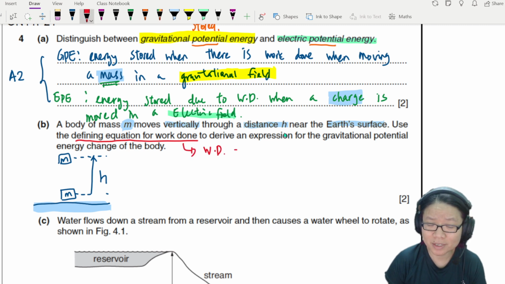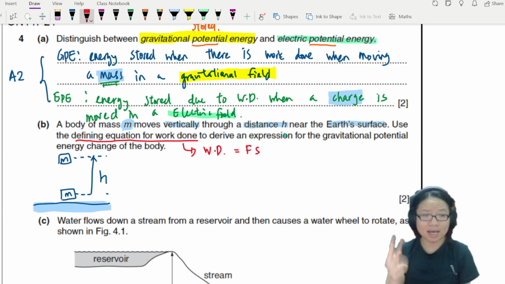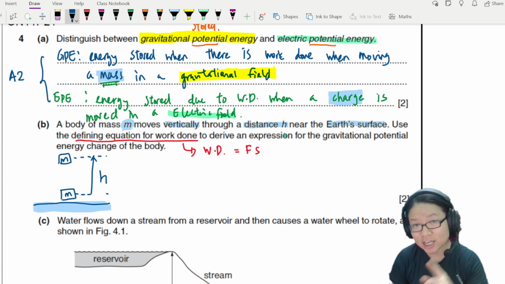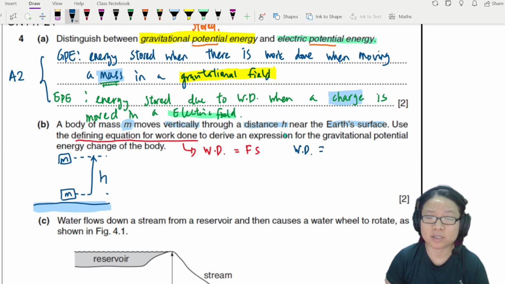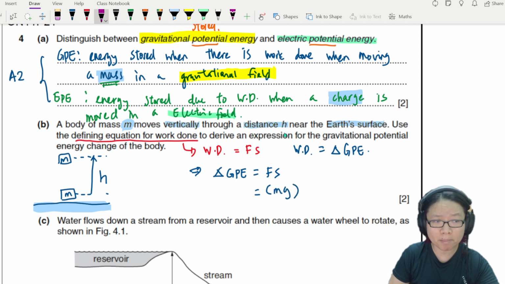Work done is equal to Fs. You must write this. You must start with this. And the second thing is, you should also tell us that whenever there is work done, there is change in energy. So work done is equal to change, triangle means change, in gravitational potential energy. So hence, putting them together, change in GPE is equal to Fs. Okay? And the force here is mg. Because in order to move the weight up at constant speed, I need this F to be the same as the weight mg.